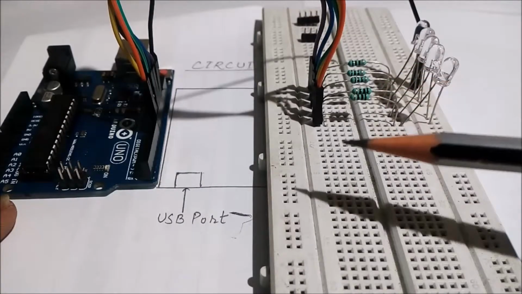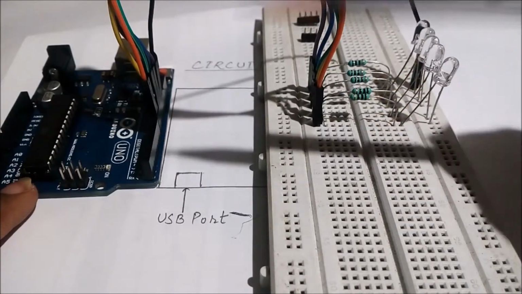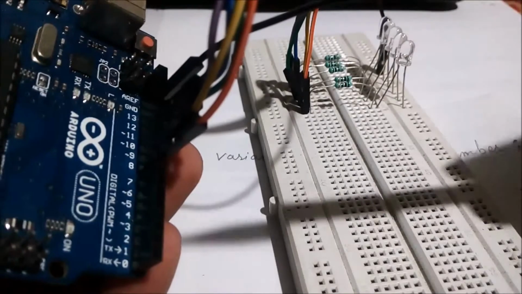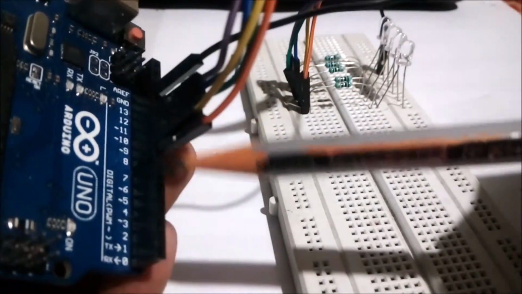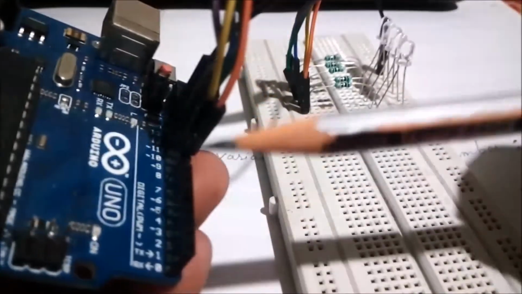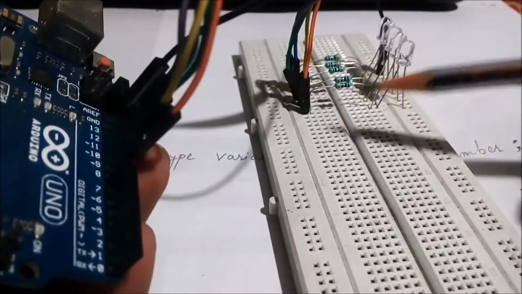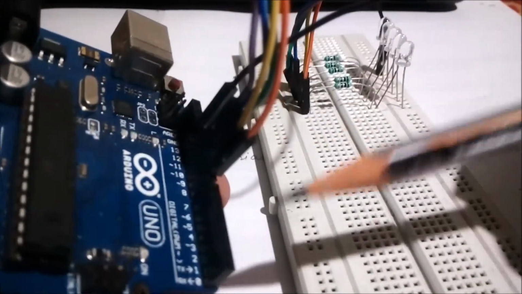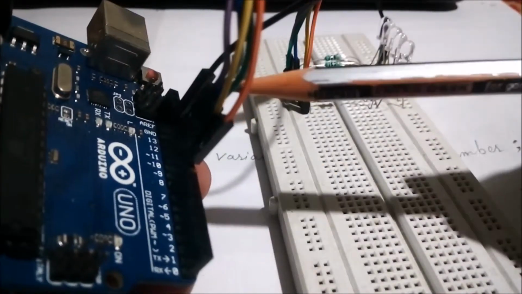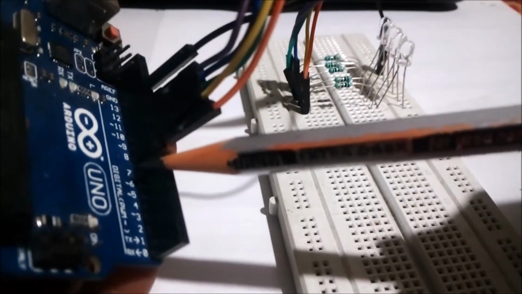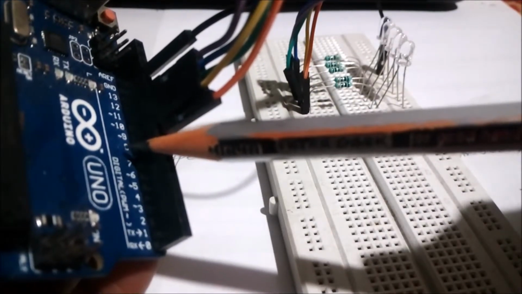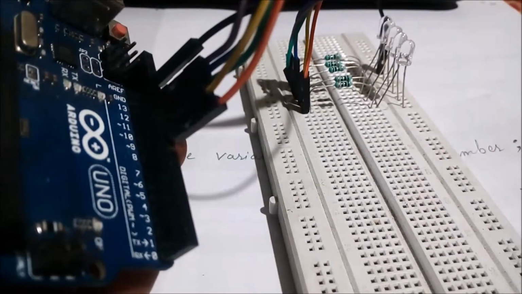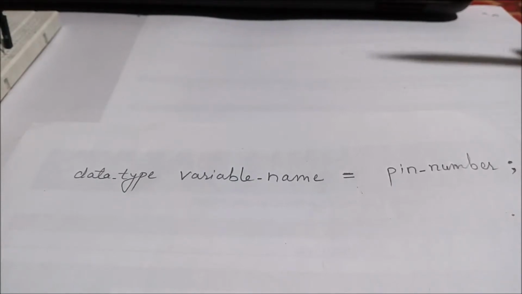The next part is how to program an Arduino board so that the LED will glow. Let's write a program. The first thing we need to do is that the Arduino does not know from which pin the LEDs are connected. So how will the Arduino know which pin the LED is connected to? First of all, we need to store the pin numbers, that is 8, 9, 10, 11 and 12. So how will the Arduino store the pin number?